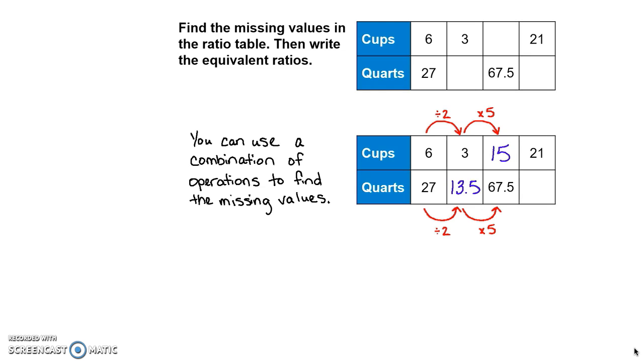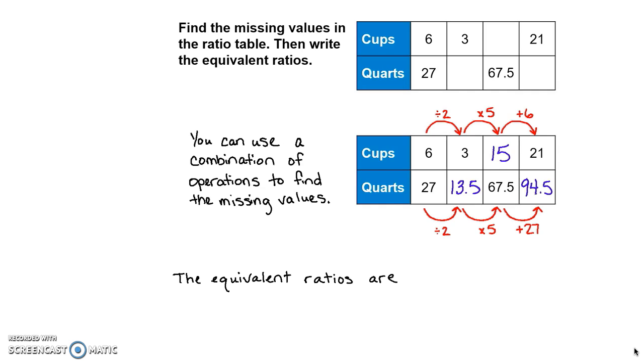Now how can you obtain 21 from 15? By adding 6. To use addition to find an equivalent ratio, you must add quantities in equivalent ratios. Notice the original ratio is 6 to 27, so you can add 6 to 15 and 27 to 67 and 5/10. 15 plus 6 is equal to 21, and 67 and 5/10 plus 27 is equal to 94 and 5/10.